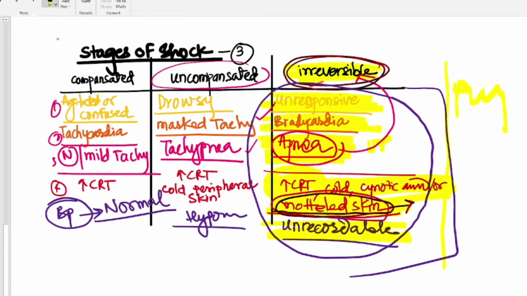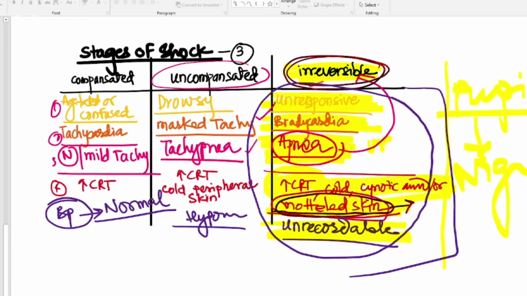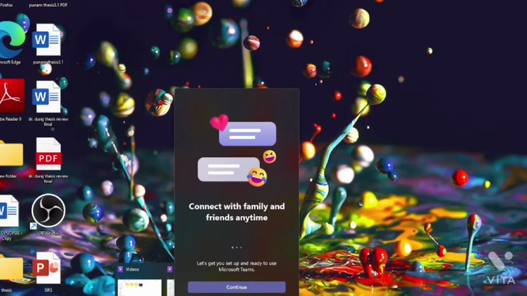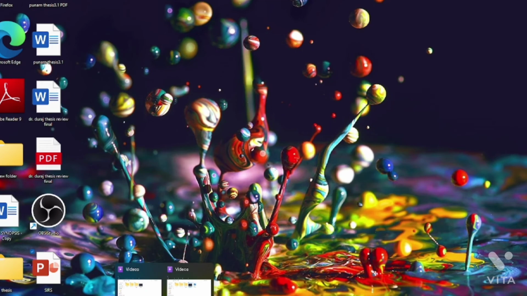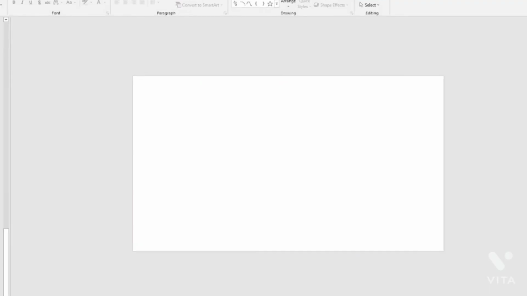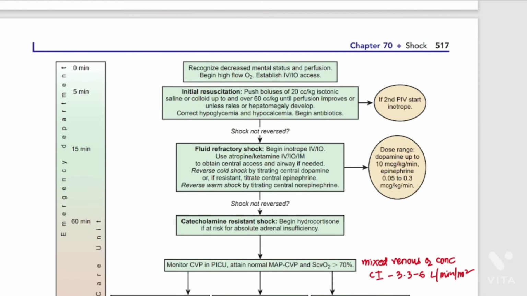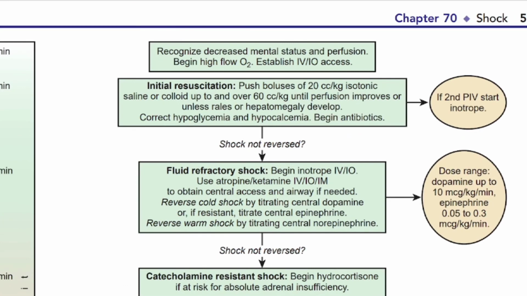Okay, so now what is the management? For the management purpose, you need to write more. That's what we'll do. We'll directly look to the Nelson. This is the Nelson. First, the management guidelines. Nelson uses the American College of Critical Care Medicine algorithm, American College of Critical Care Medicine guidelines.